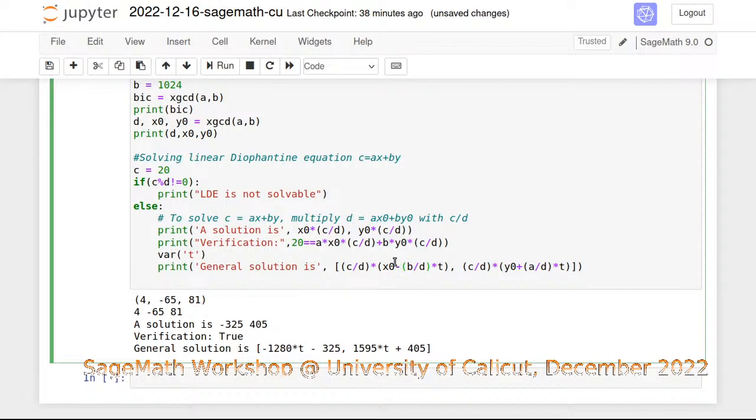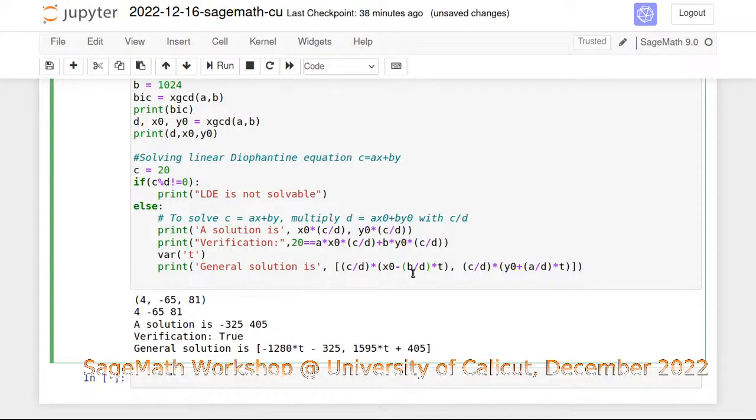So for getting the general solution, we are supposed to take x naught minus b by d into t, y naught plus a by d into t, which is the general solution for the equation d is equal to ax plus by, but we actually want c is equal to ax plus by, where d divides c. Therefore, we need to account for that extra factor c by d. So we get the final general solution of the linear Diophantine equation.